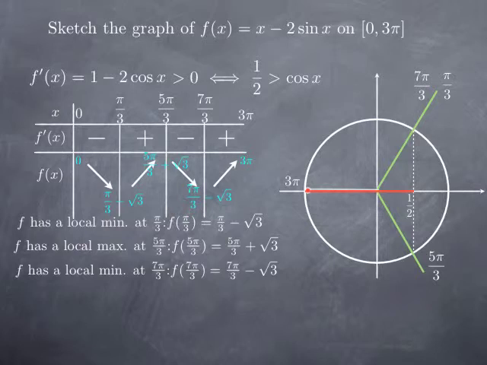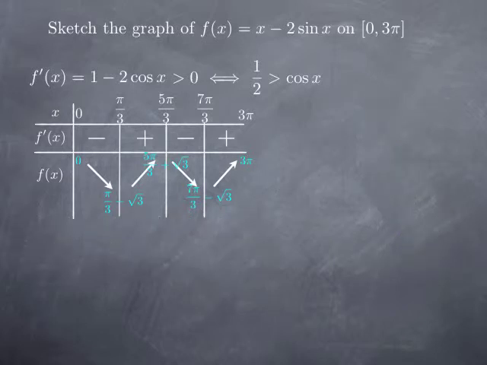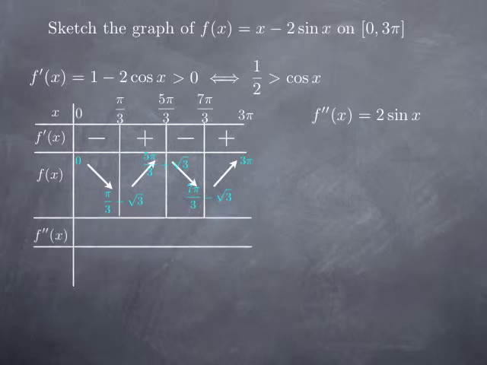So we have the intervals of increase and decrease and the local extrema, but if we want to sketch a graph, we also need something about concavity and inflection points. That depends on the second derivative. In this case, the derivative of cosine is negative sine, and therefore the derivative of 1 minus 2 cosine x is going to be 2 sine x. So it's about when sine x is positive or negative.